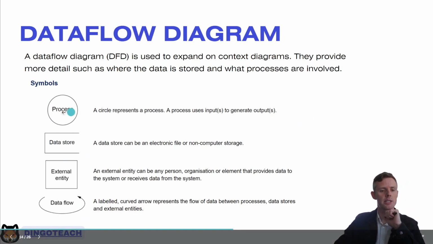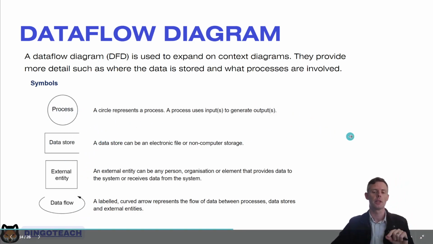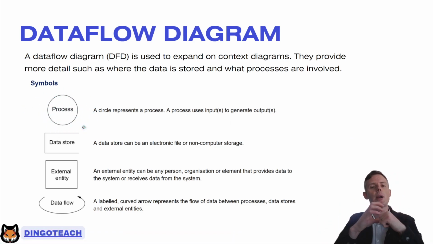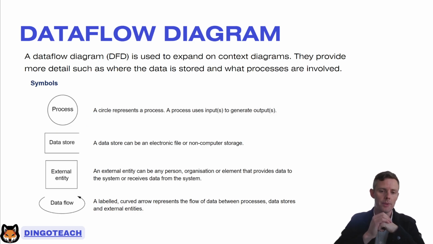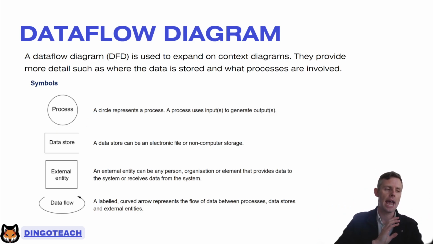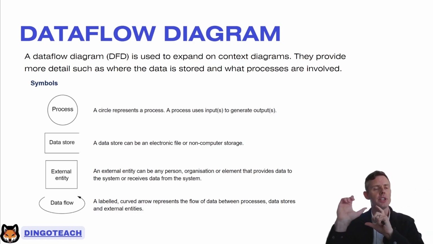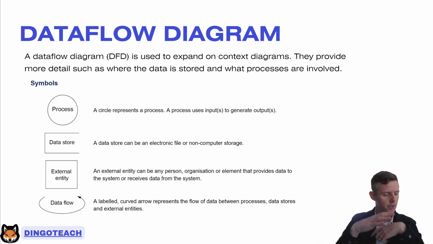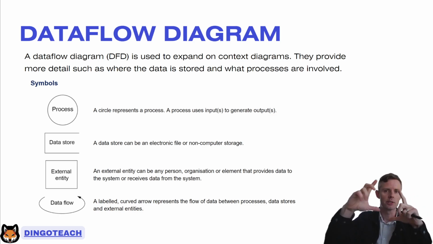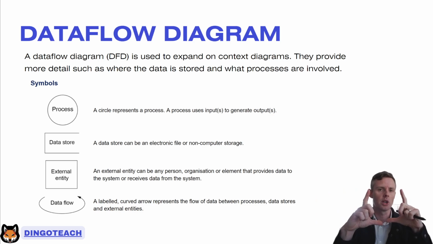Okay, so these are our four symbols. There's one quick thing I want to point out before we look at our example. The process isn't just representing the whole system anymore. We are representing how the inputs become outputs or how the data gets stored. So a quick example of that, in the last one, the Canteen app was just one big circle and everything went into the one circle.